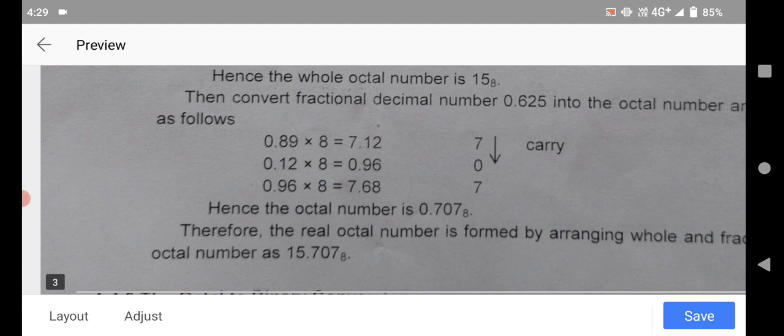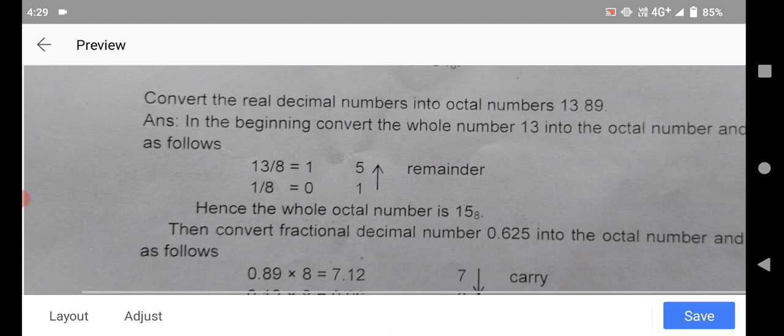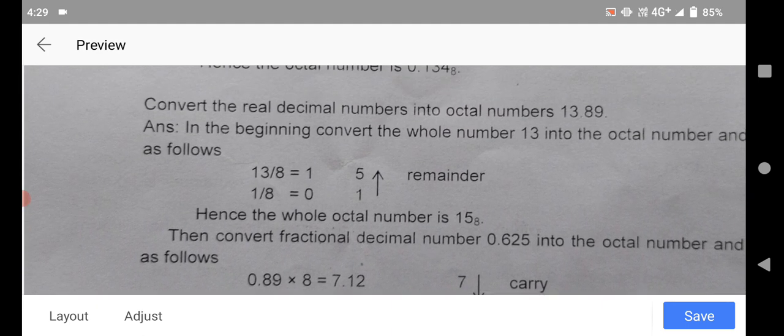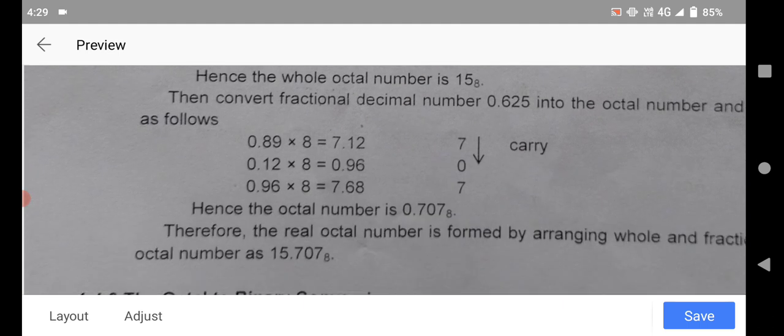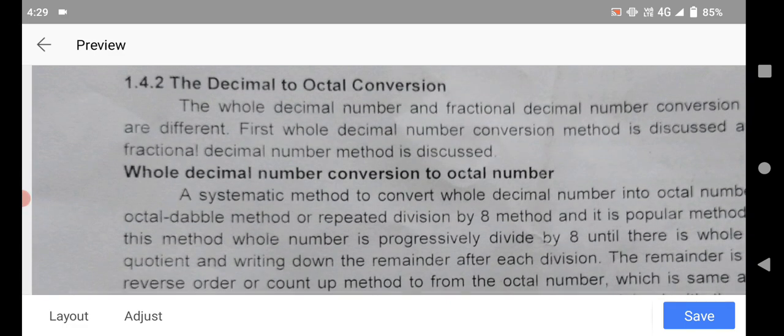Then, a real decimal number consists of a whole decimal number and a fractional decimal number. The whole decimal number is divided by 8 and the fractional decimal number is multiplied by 8. We do both methods separately, calculate the octal number of each separately, and then finally write the result together. Simply, I think this conversion is understood by all of you.